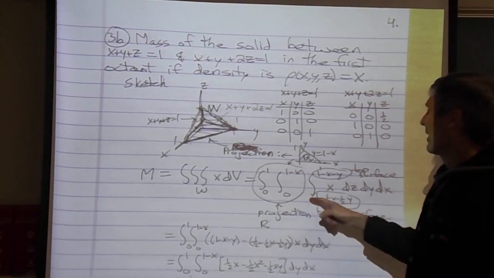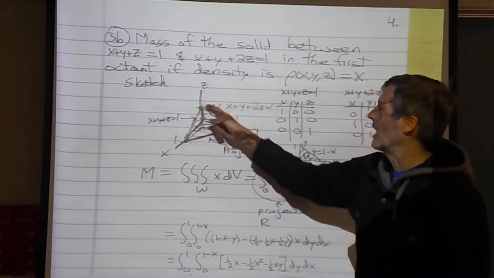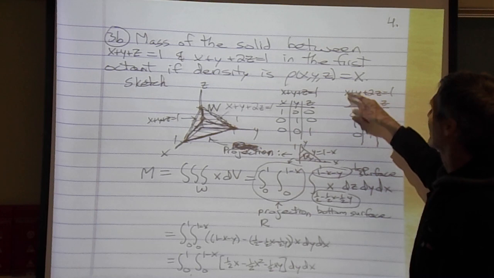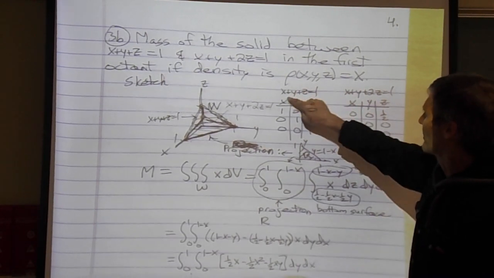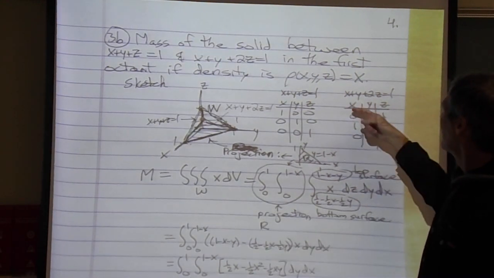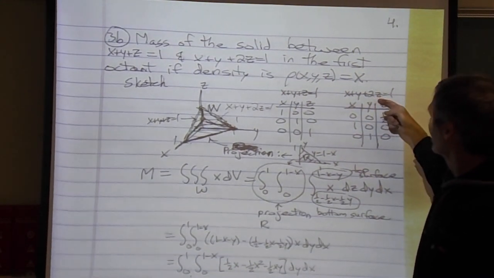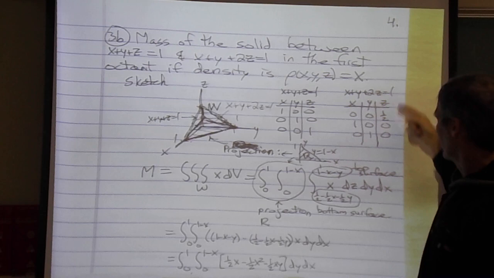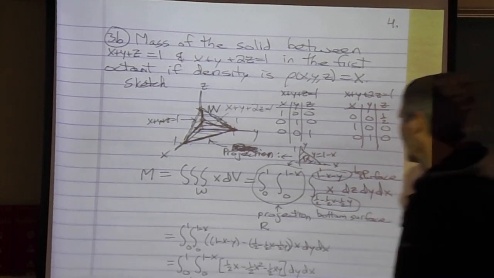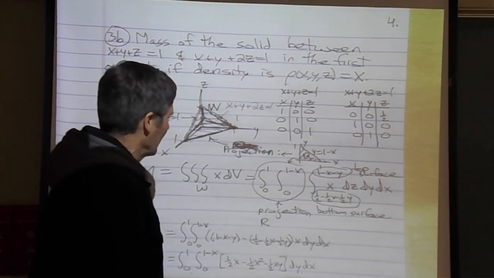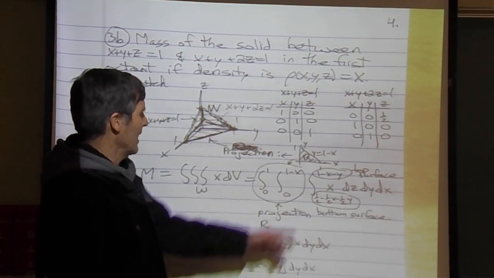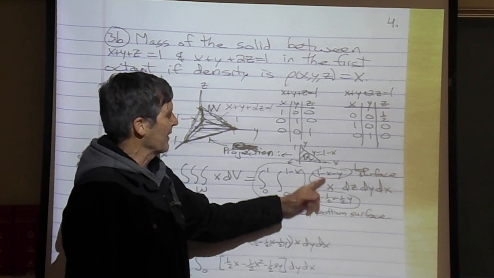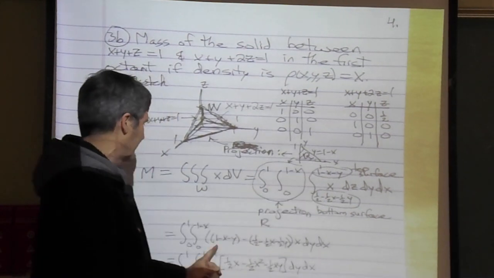And then on the inside, you integrate from the bottom surface to the top surface that you can find by solving these equations. Solve this for z, and you get z equals 1 minus x minus y, that's the top. Solve this one for z, you get z equals a half minus a half x minus a half y, you get this bottom surface. So I have to do this triple integral. Fortunately, it's a pretty easy one. The x can come out of here, and you just get z evaluated at this and evaluate this, take the difference.